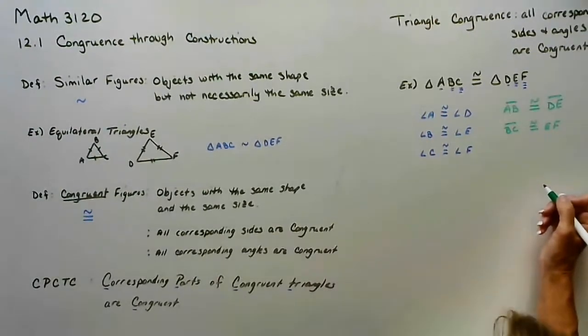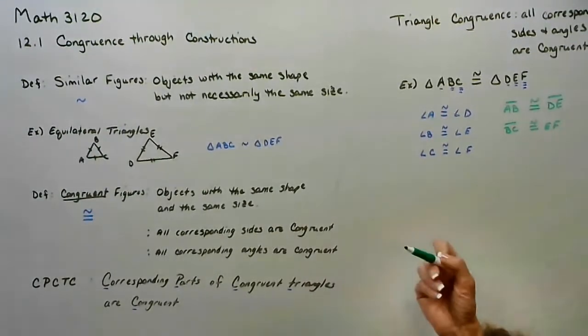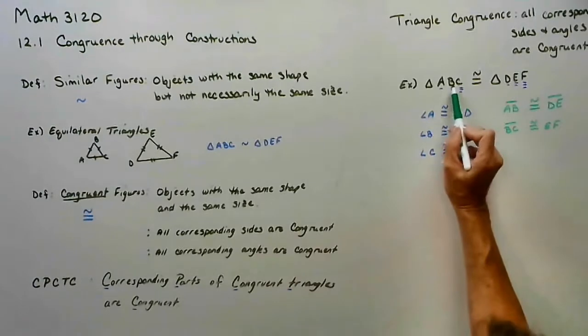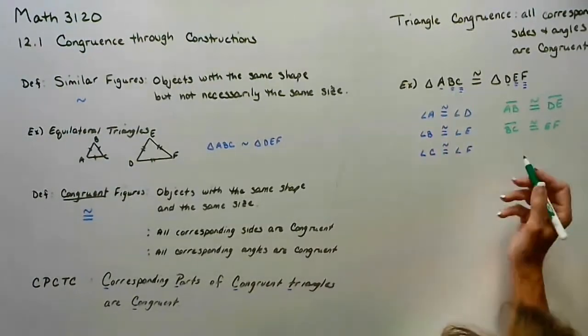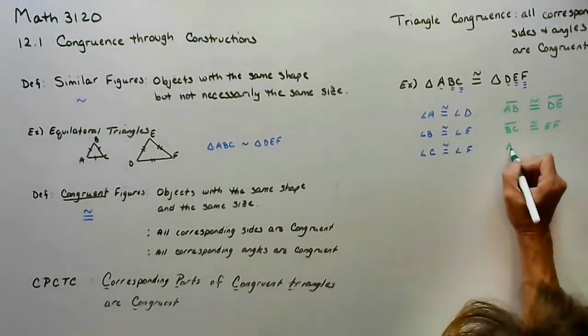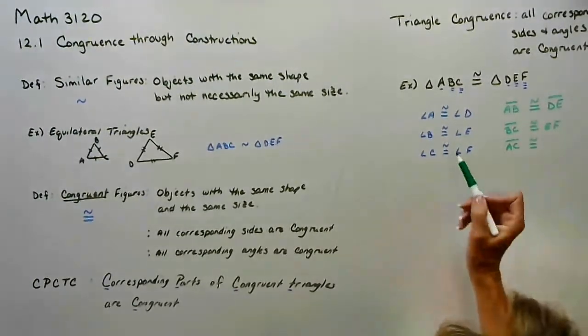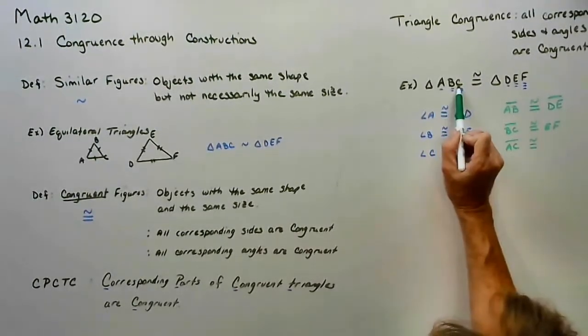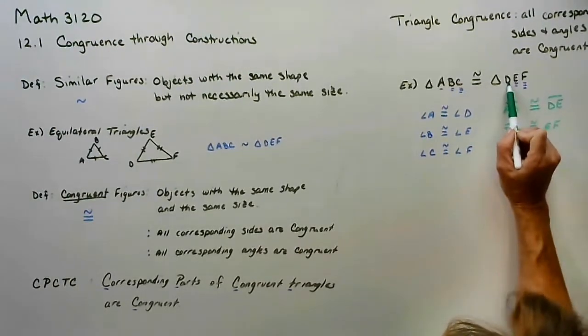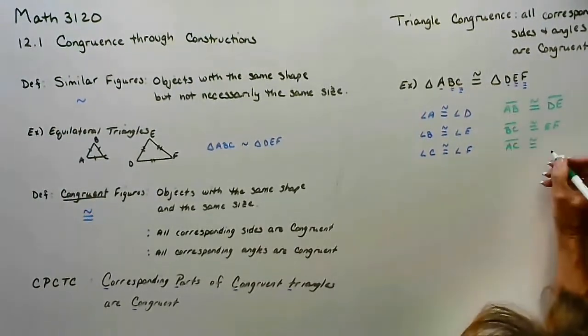And last but not least, the only other side left is the side from C to A or A to C. And make sure you go in the same order. So if I chose to go from A to C, then I have to go in the same order from D to F.